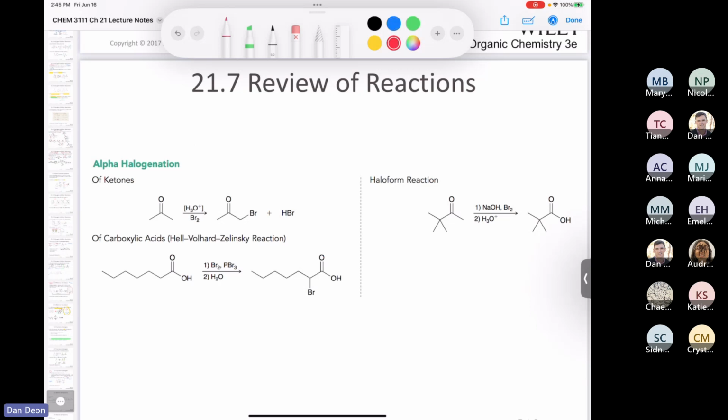Okay, so the first one we learned was alpha halogenation of a ketone using a catalytic amount of acid and bromine. So we went over that in detail. Then we learned the HVZ reaction, or the Hell-Volhard-Zelinsky, and there's a variation on the Hell-Volhard-Zelinsky that's not shown in here. It's actually a variation on this reaction, really, but I'll go over it with you.